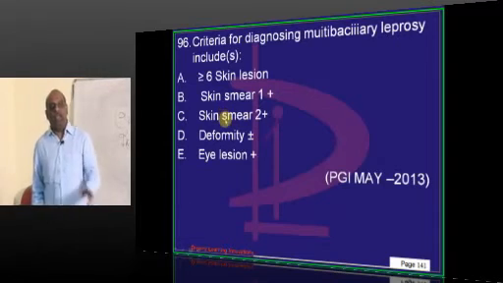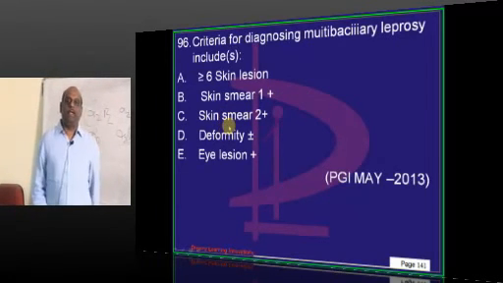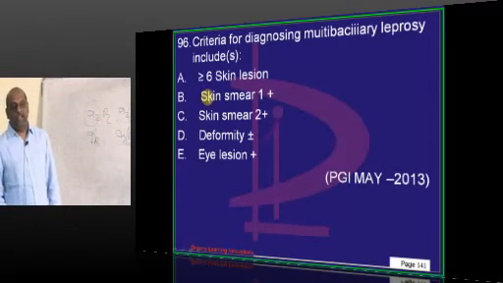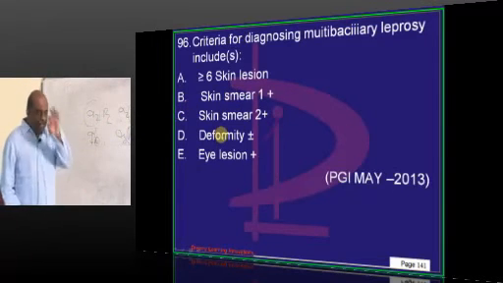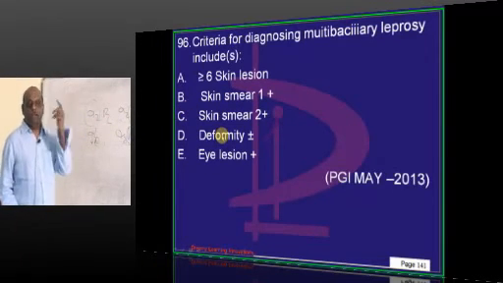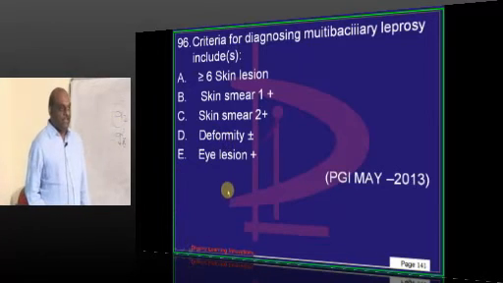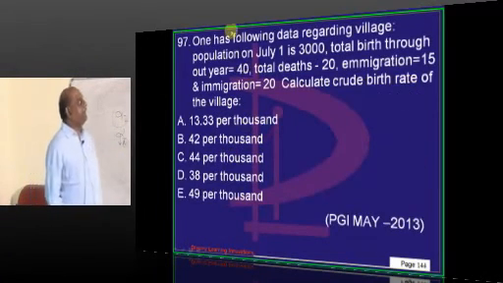Multibacillary leprosy को दो तरह से बोल सकते हैं, क्लिनिकली बोल सकते हैं, दूसरा माइक्रोस्कोप देख के बोल सकते हैं. Clinically, if there are more than 6 skin lesions, then it becomes MBC, less than 5 becomes paucibacillary. And any skin smear positivity, it can be 1 plus, 2 plus, 3 plus, any skin smear positivity defines it as multibacillary leprosy, is what you have to ultimately remember.